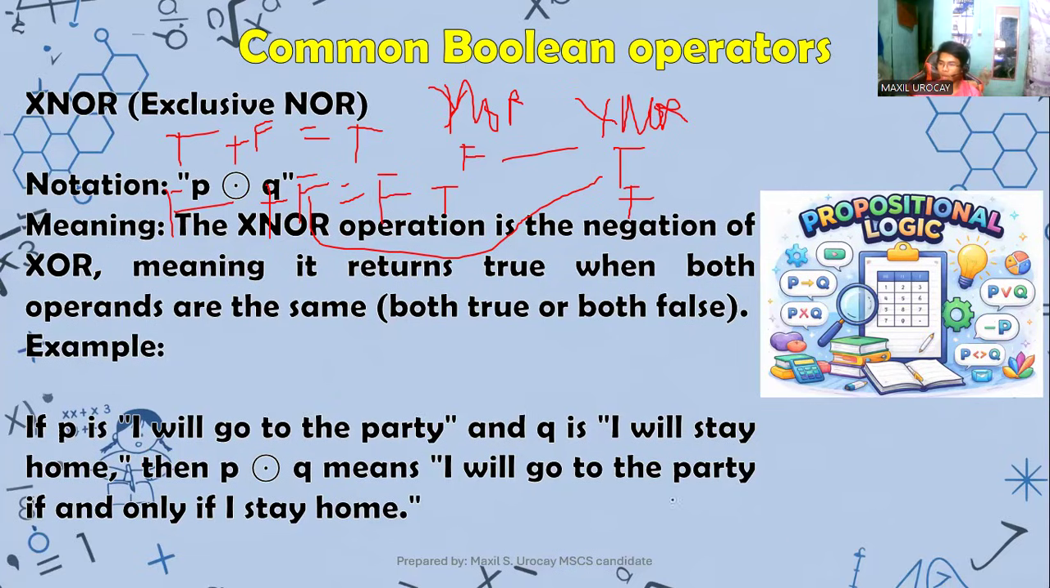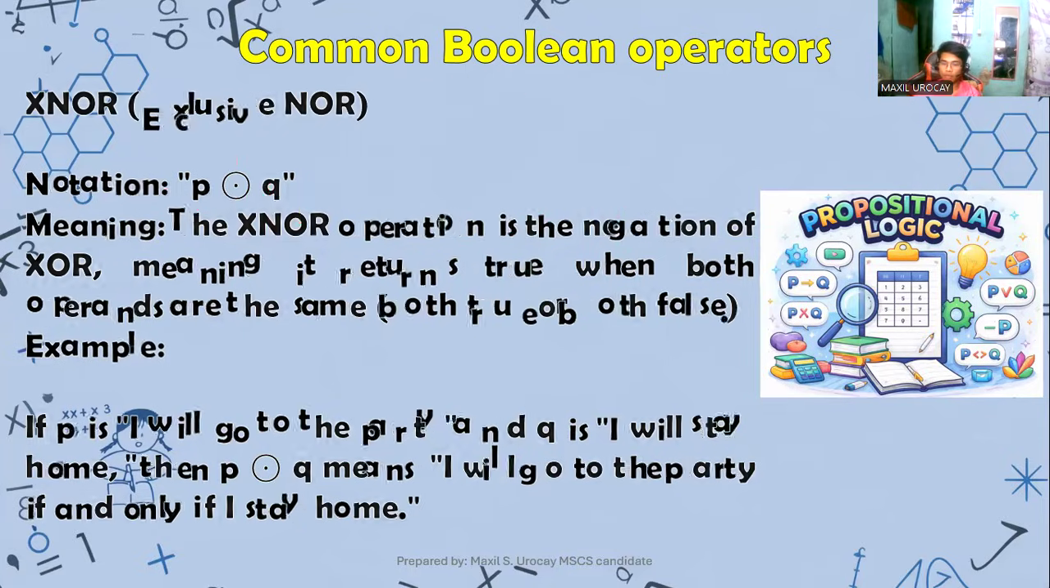If P is I will go to the party and Q is I will stay home, then I will go to the party if and only if I stay home. That's the process. Now let's actually work on it. No worries on the calculation. I will begin to give different examples for that.